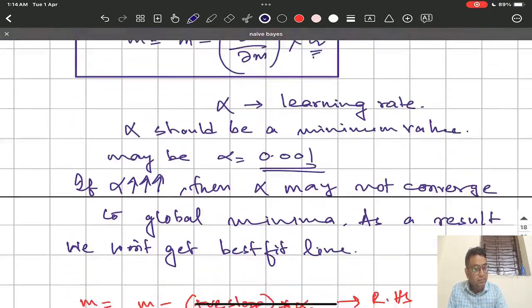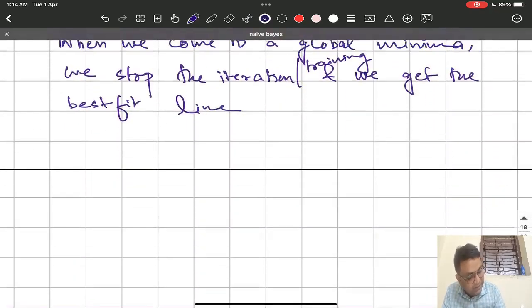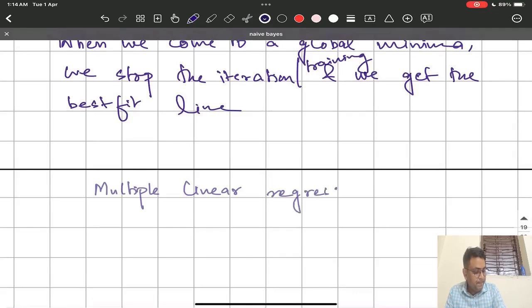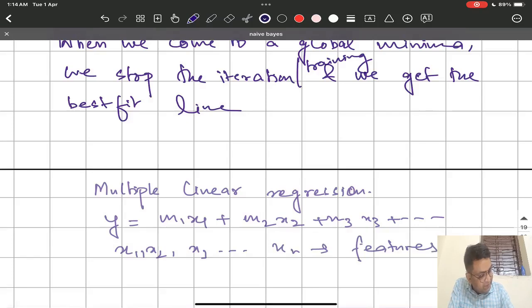नाउ आई वांट टू टॉक अबाउट मल्टीपल लीनियर रिग्रेशन. ओके, मल्टीपल लीनियर रिग्रेशन ये भी आप लोग का है. लेट मी गिव ए जिस्ट ऑफ इट. मल्टीपल तो इसमें किस तरह का होता है? y इक्वल टू m1x1 प्लस m2x2 प्लस m3x3 प्लस डॉट डॉट डॉट ऐसे करके है. तो यहाँ पे x1 x2 x3 डॉट डॉट डॉट xn ये सारे क्या फीचर्स हैं. एंड फीचर्स किस तरह का फीचर? इंडिपेंडेंट.